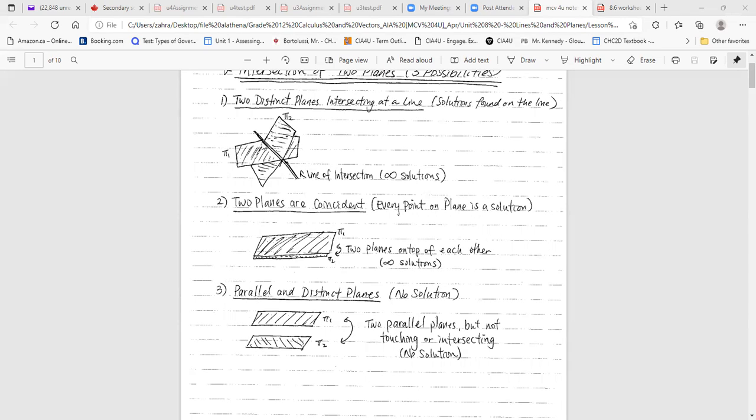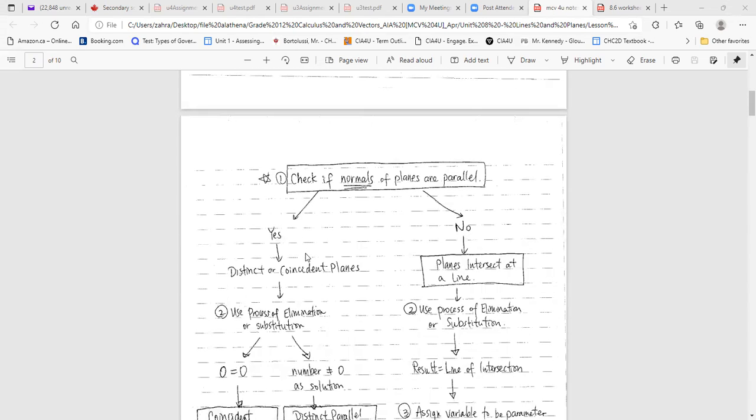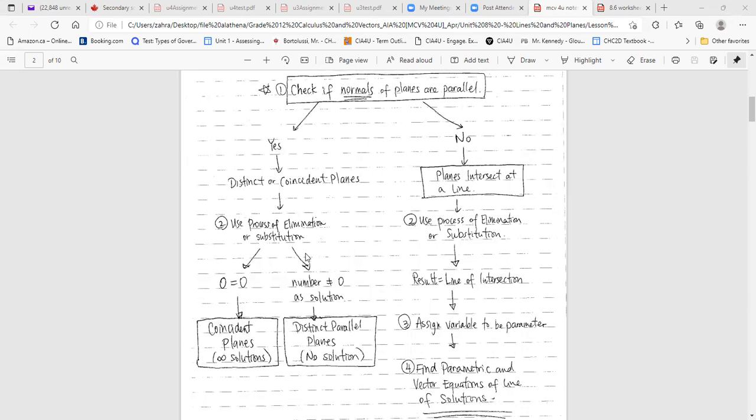Make sure that when there's a line, there are so many points on the line, so many points is going to be infinite. There are so many points they have in common here. It's going to be infinite solutions. So these are the processes that we have to take.